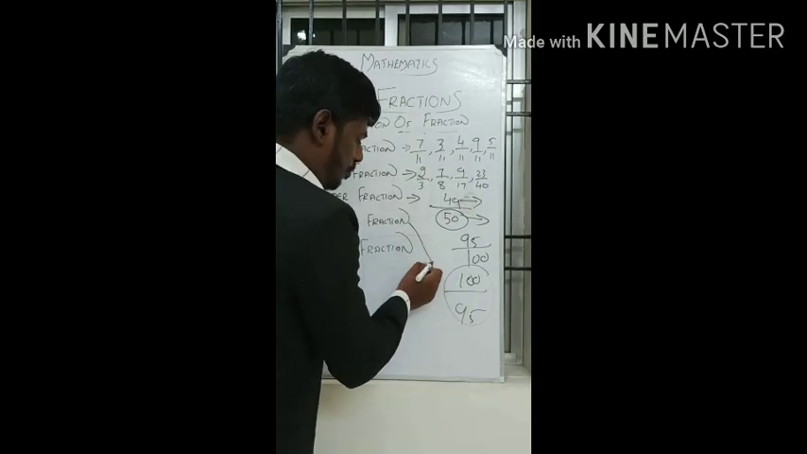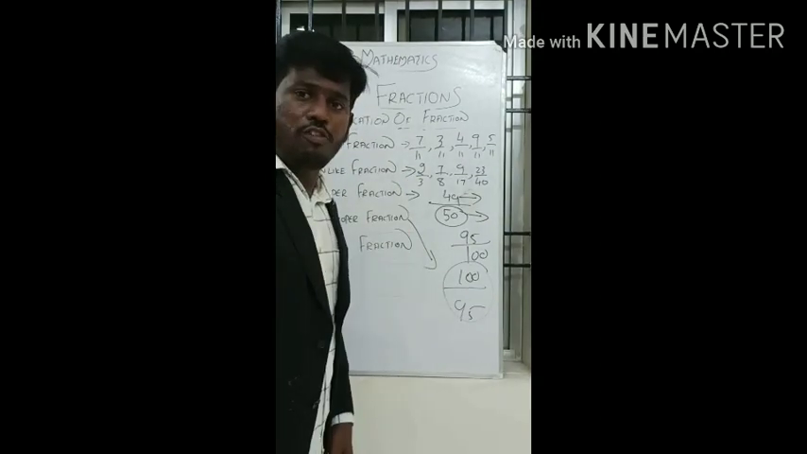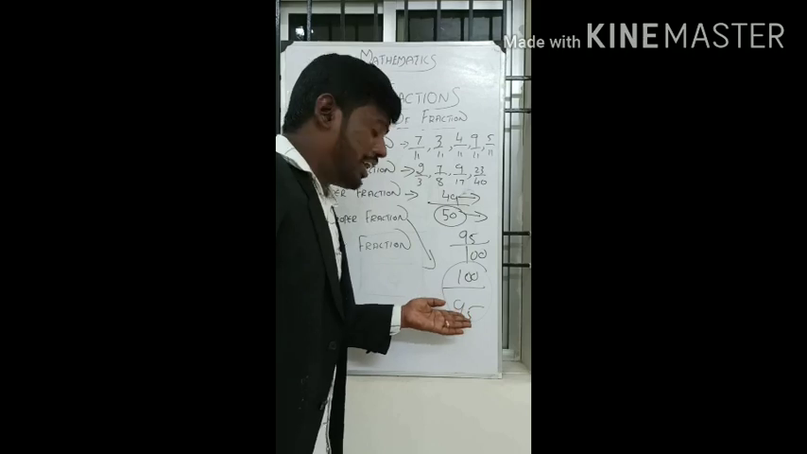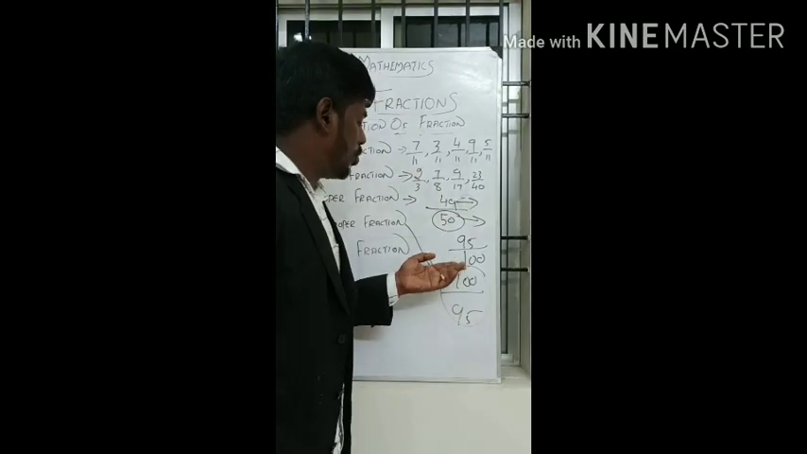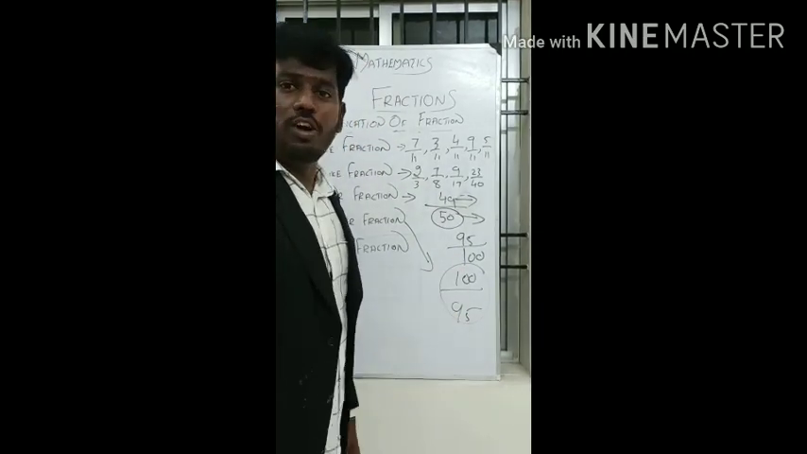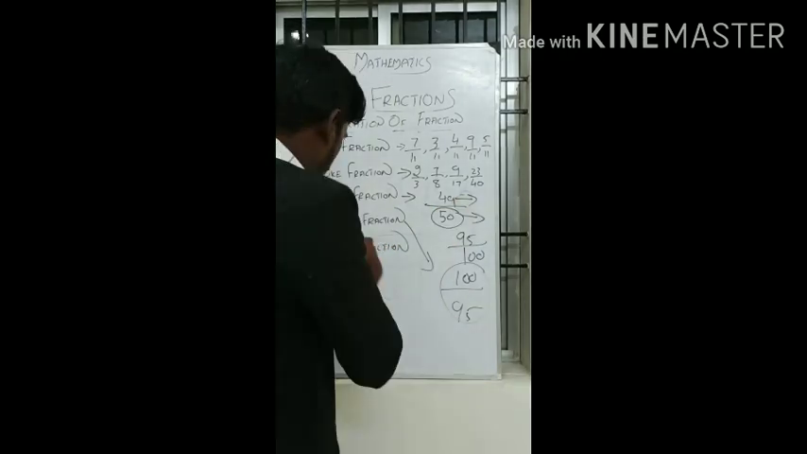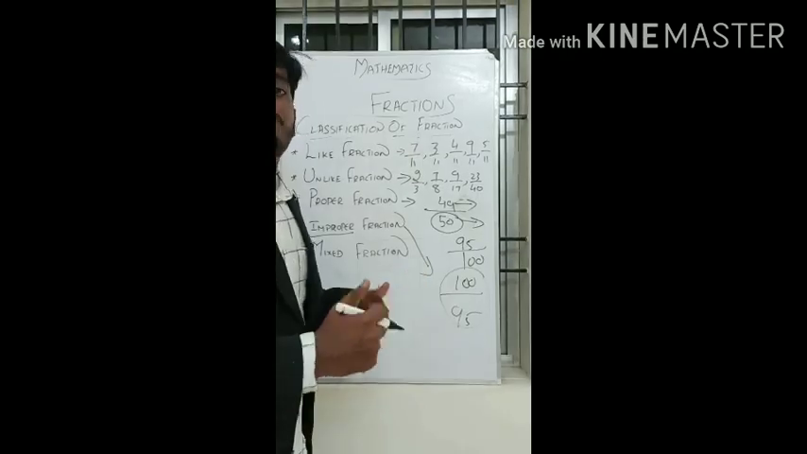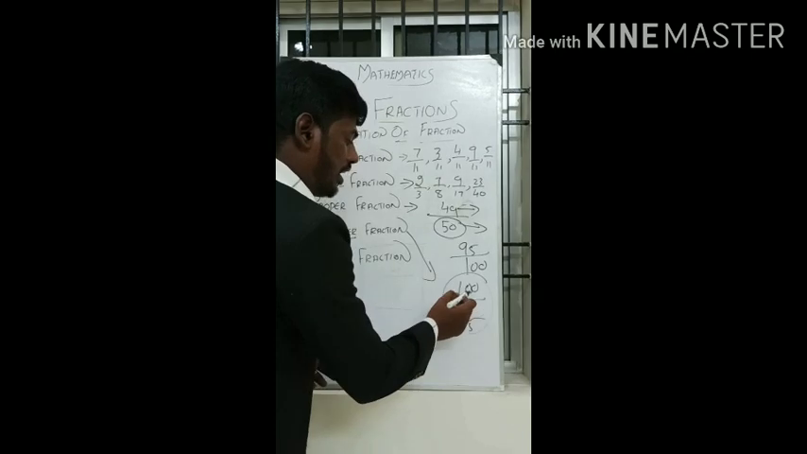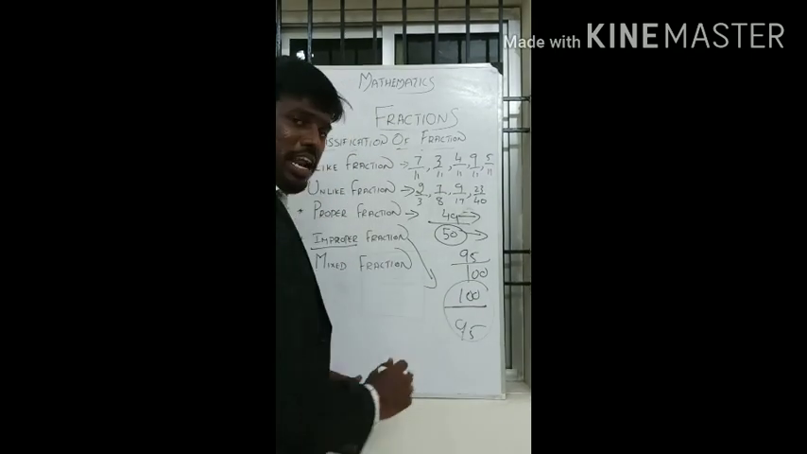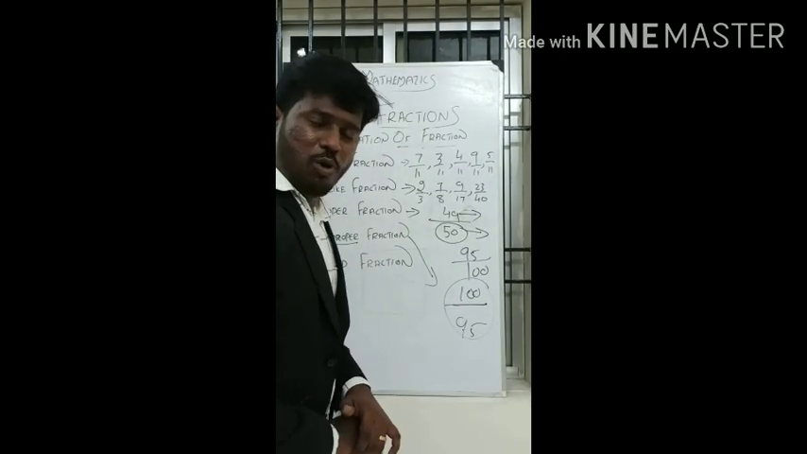Then come to improper fraction. It is opposite to proper fraction. That means the denominator is smaller and the numerator is bigger. Then it is called improper. The meaning of improper is the opposite of proper. That means 100 by 95. This type of fraction is called improper fraction.